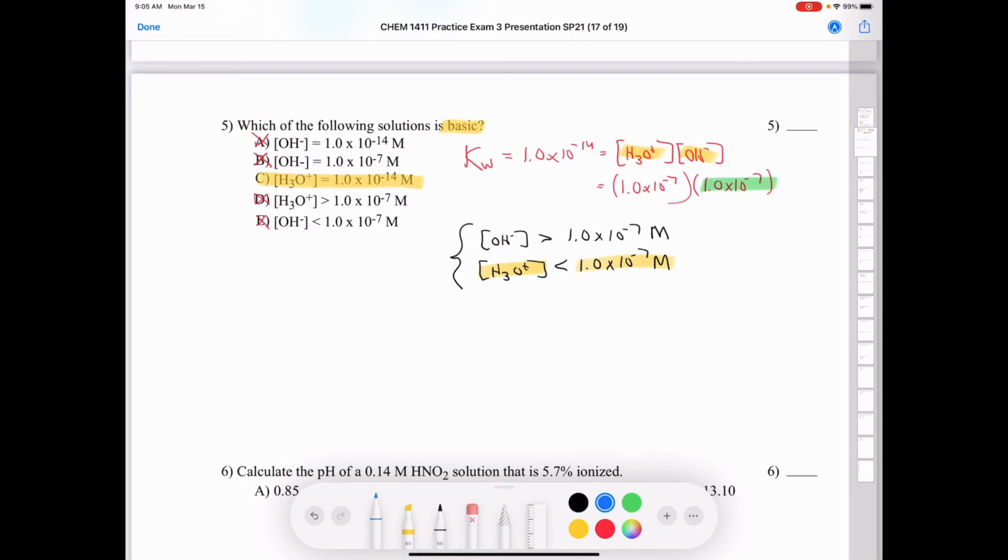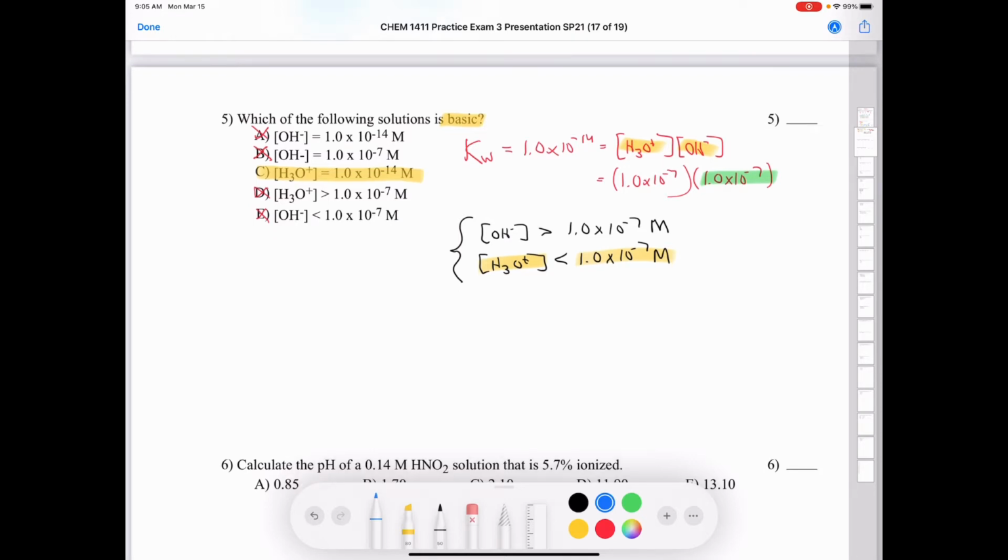You can even check this question just by evaluating the pH of the solution. pH is equal to the negative log of the concentration of the hydronium. And so the pH is going to be equal to the negative log of 1.0 times 10 to the negative 14. And so when we punch that in our calculator, we get that our pH is 14. And so we have a solution that is strongly basic.